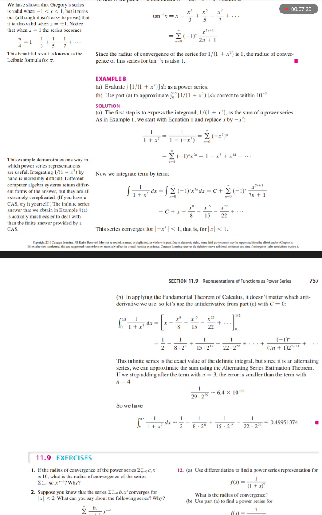So we have the integral from 0 to 0.5 of 1 over 1 plus x to the 7th power dx is approximately equal to 1/2 minus 1 over 8 times 2 to the 8th power plus 1 over 15 times 2 to the 15th power minus 1 over 22 times 2 to the 22nd power, which is approximately equal to 0.4995137.